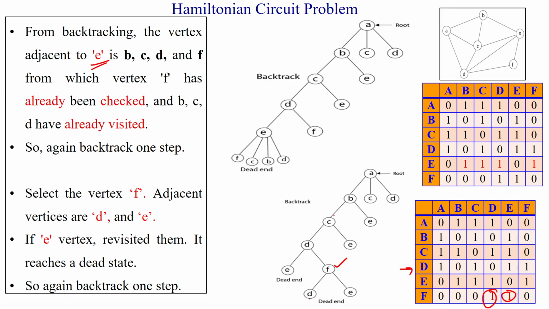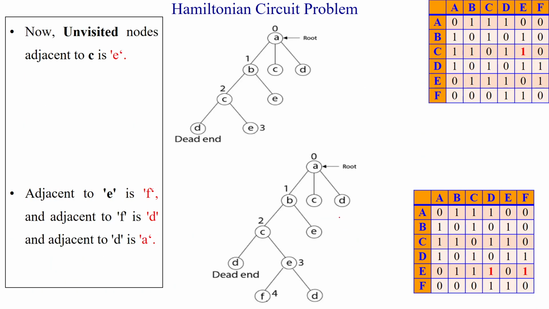From D, you look at that E is the unvisited vertex, but it reached the dead end. So here D is already visited, so it is also reached dead end. So this is also not giving you the solution. So what we have to do, we have to apply backtracking one step. So here we have to go backtracking. So this path is not possible, so we have to select another path, this one, C to E.